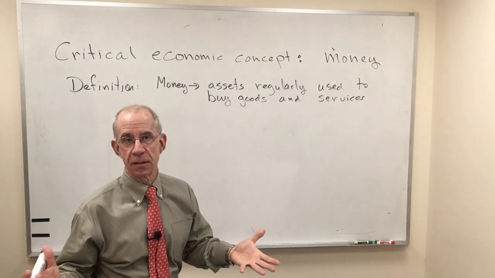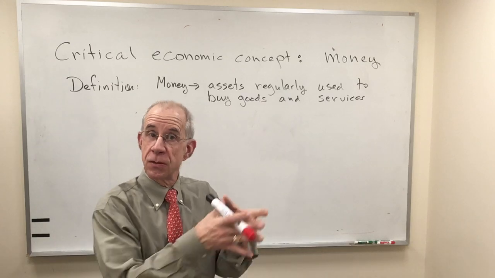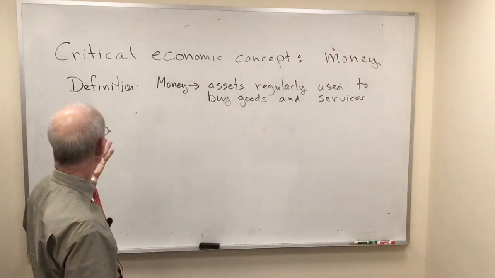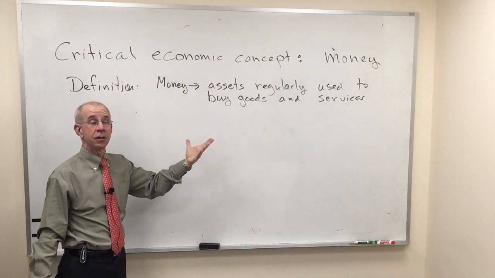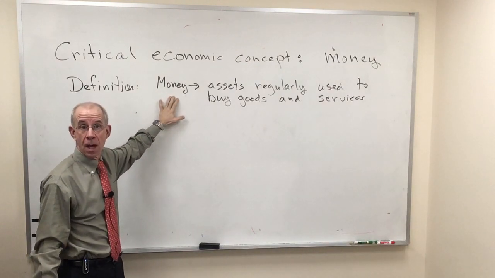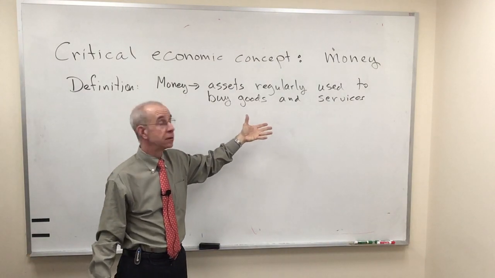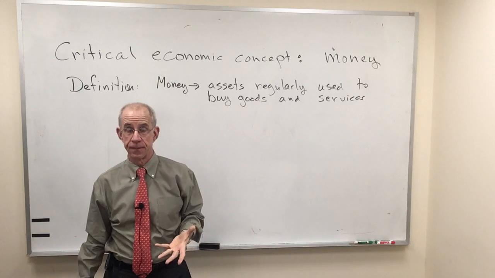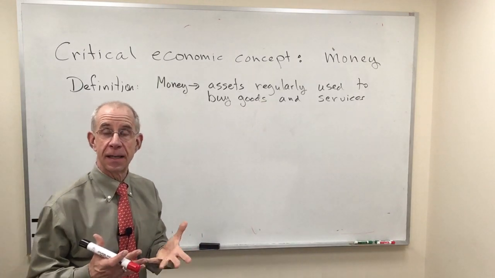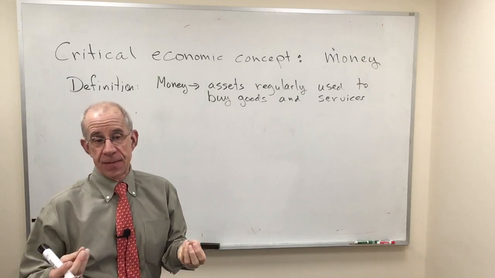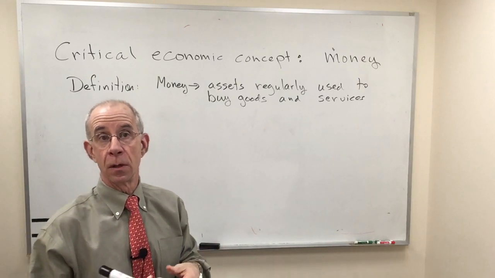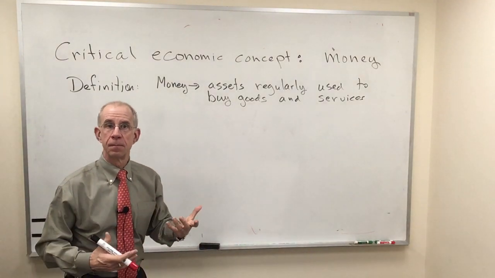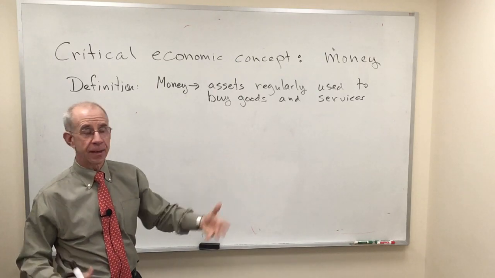Like many other aspects of the discipline, there are specific definitions for specific concepts, and it's important that you use those concepts correctly. So a generally accepted definition of money for economists is assets that are regularly used to buy goods and services. Now, when we say assets, that is something like dollar bills or a checking account, gold perhaps, something that is accepted in a transaction in an economy.